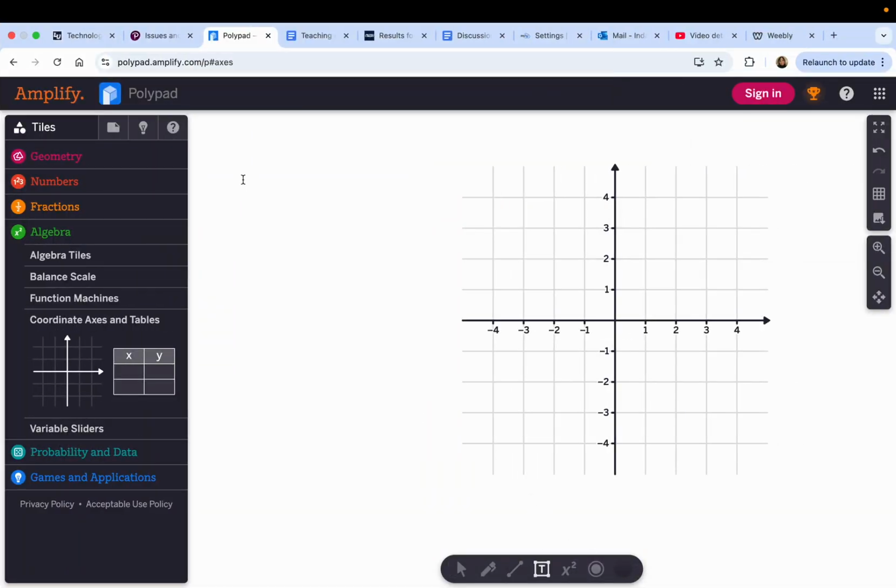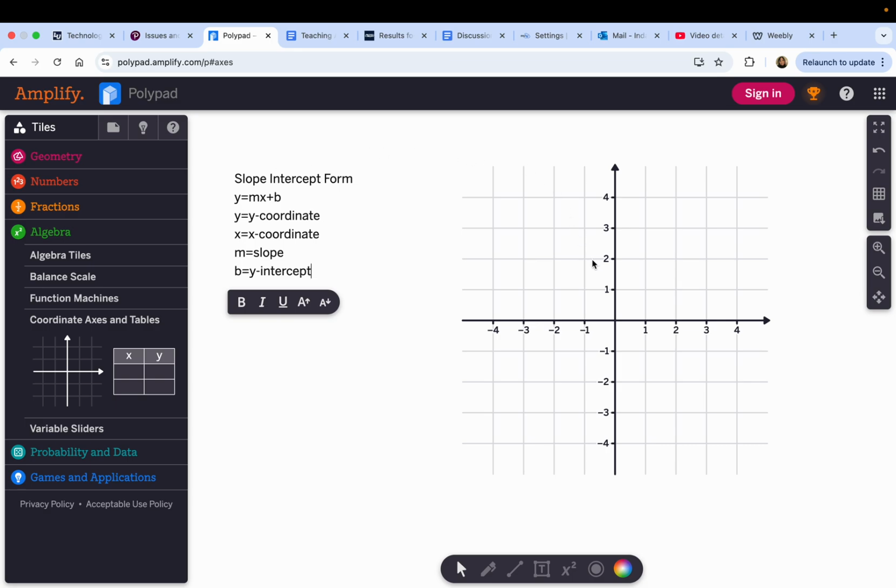So for today's lesson, we're going to go ahead and talk about our slope-intercept form. This is represented by the equation y is equal to mx plus b. The y in this equation is represented by the y-coordinate. The x is represented by our x-coordinate. The m is represented by our slope. And the b is represented by the y-intercept.